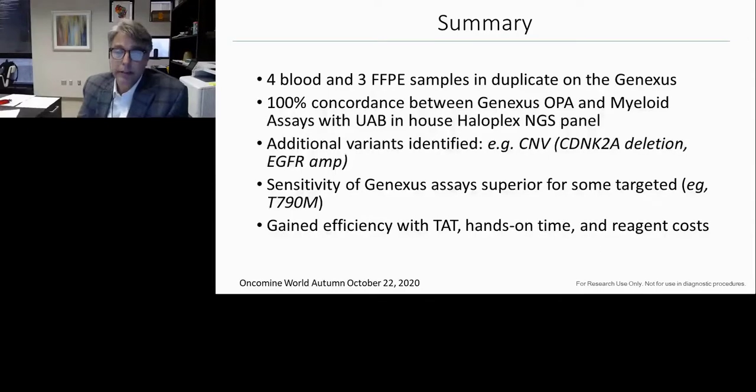Additional variants were identified. For example, we detected copy number variation of EGFR, which was an amplification, and copy number variation of the CDKN2A gene, which was a deletion. The sensitivity of the Genexus assay was superior for some of our targeted regions, for example, the T790M, and we gained significant efficiency with turnaround time, hands-on time, and reagent costs.